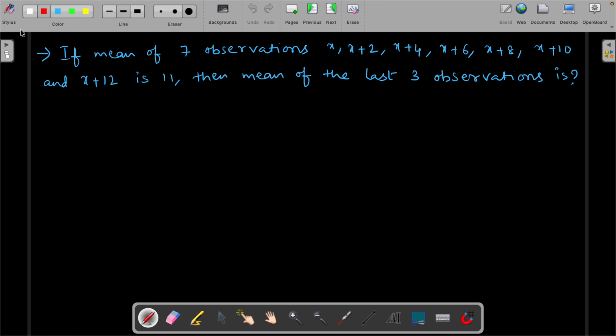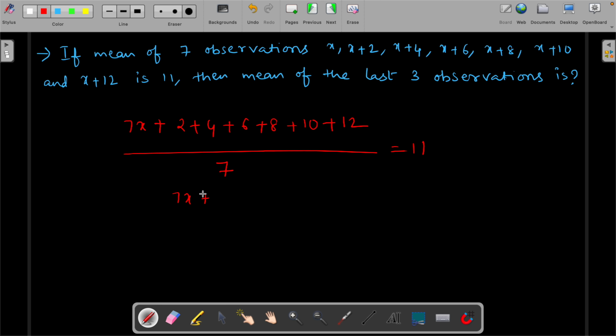What is mean? Sum of observations by number of observations. What is the sum of observations? 7x plus 2 plus 4 plus 6 plus 8 plus 10 plus 12, by 7, is equal to 11. What is this? 7x plus 6, 12, 20, 30, 42. 42 by 7 equals 11.